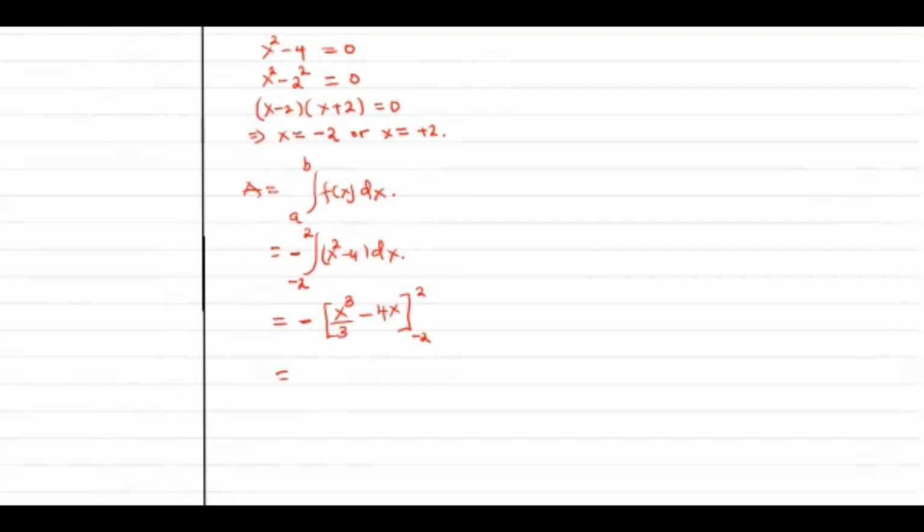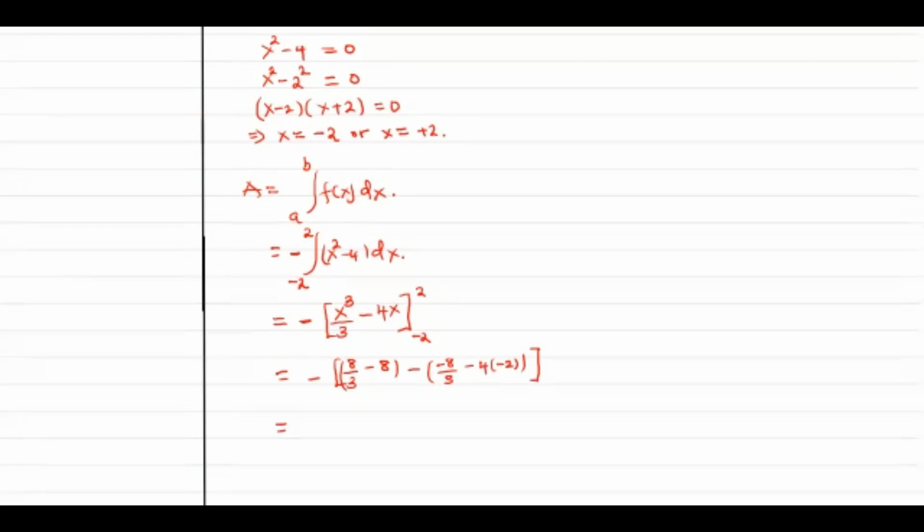Let's just have the negative sign outside the bracket. I want to keep the square brackets. Starting with the upper boundary, which is 2. Now 2 to the power of 3 is 8, and so that will be 8 over 3 minus 4 times 2, which is 8. Put that in bracket. Then we subtract. Let's go to the lower boundary. -2 to the power 3 is -8, and that will be -8 over 3 minus 4 into -2. So I have a number of brackets there.